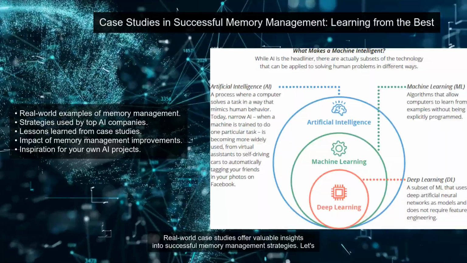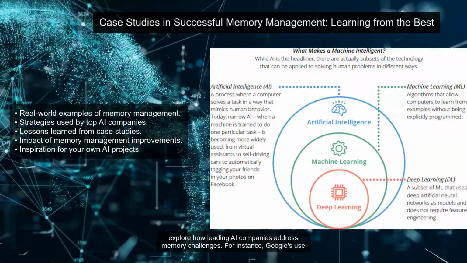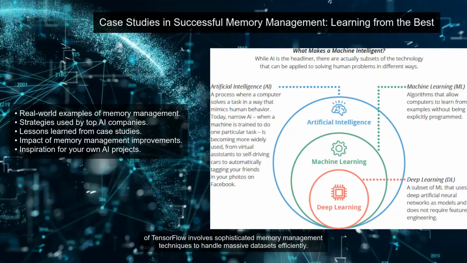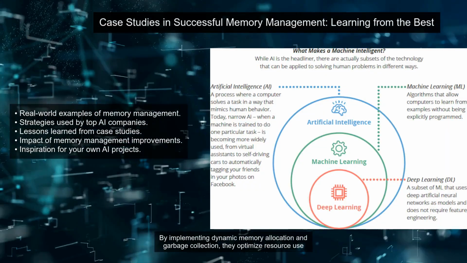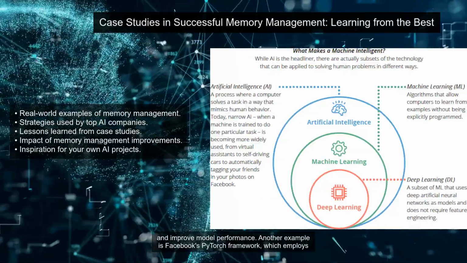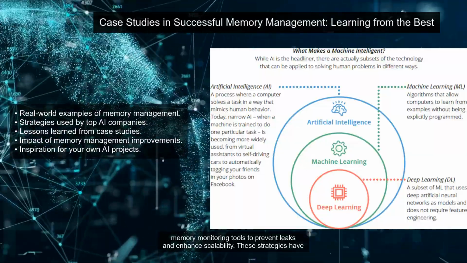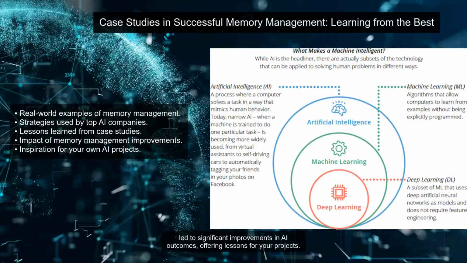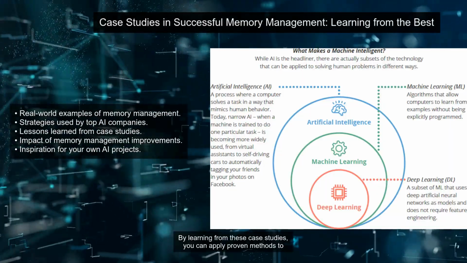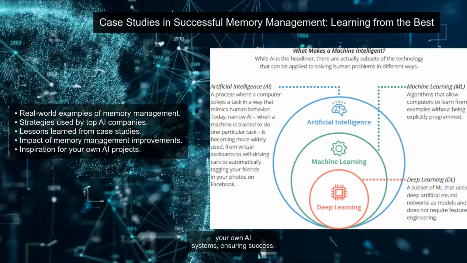Real-world case studies offer valuable insights into successful memory management strategies. Let's explore how leading AI companies address memory challenges. For instance, Google's use of TensorFlow involves sophisticated memory management techniques to handle massive datasets efficiently. By implementing dynamic memory allocation and garbage collection, they optimize resource use and improve model performance. Another example is Facebook's PyTorch framework, which employs memory monitoring tools to prevent leaks and enhance scalability. These strategies have led to significant improvements in AI outcomes, offering lessons for your projects. By learning from these case studies, you can apply proven methods to your own AI systems, ensuring success.